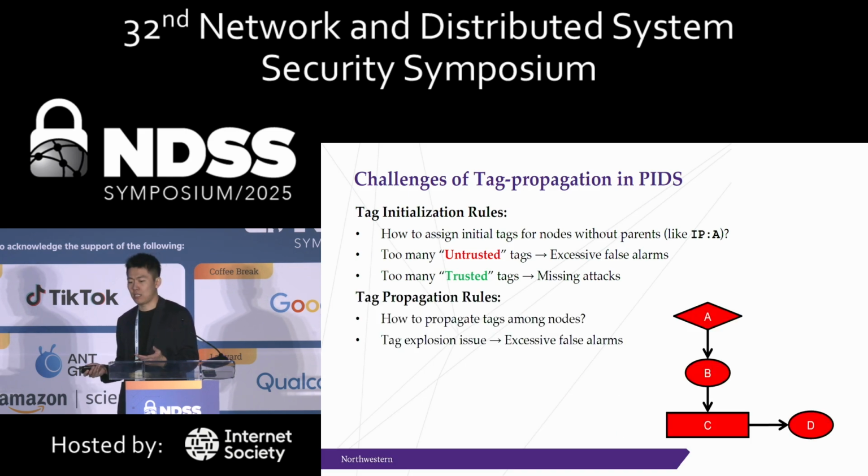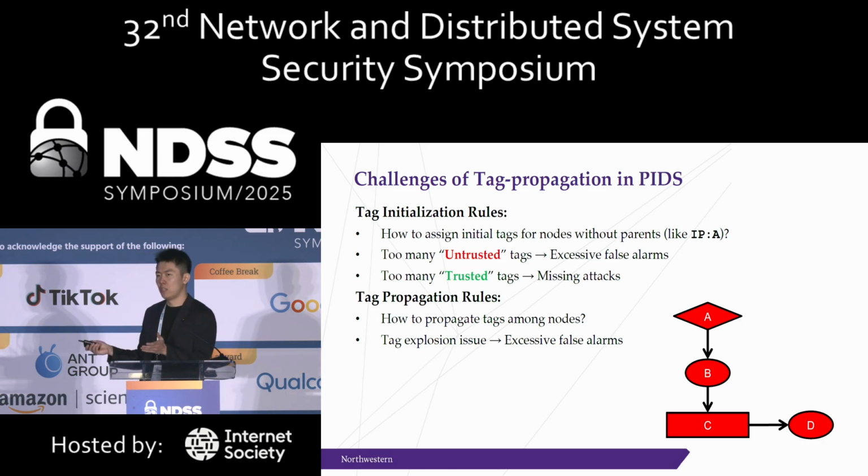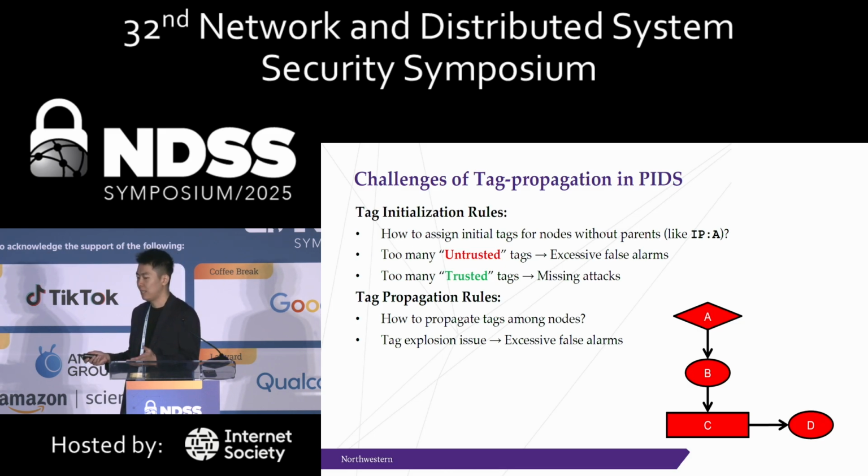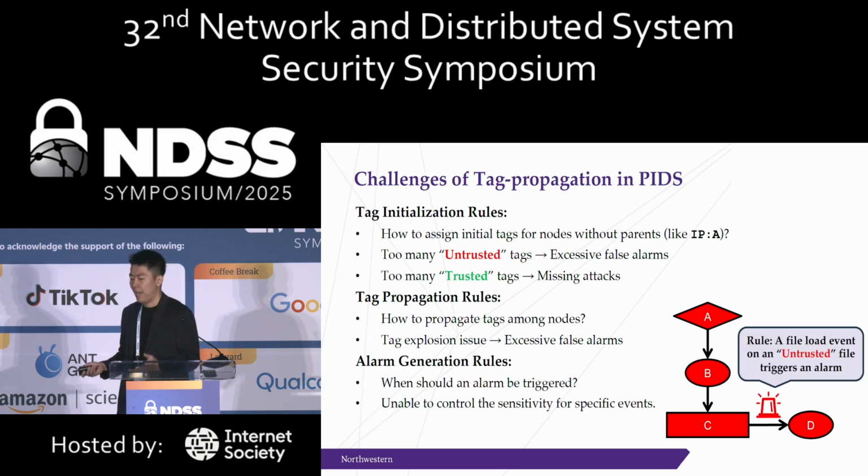The second challenge is how to propagate the tags among those nodes. As you can see in this example, all nodes in the provenance graph have the red untrusted tag, which is usually unacceptable in real-world detection because we will have an excessive amount of false alarms. And the third challenge is how do we fine-tune the alarm generation rules?